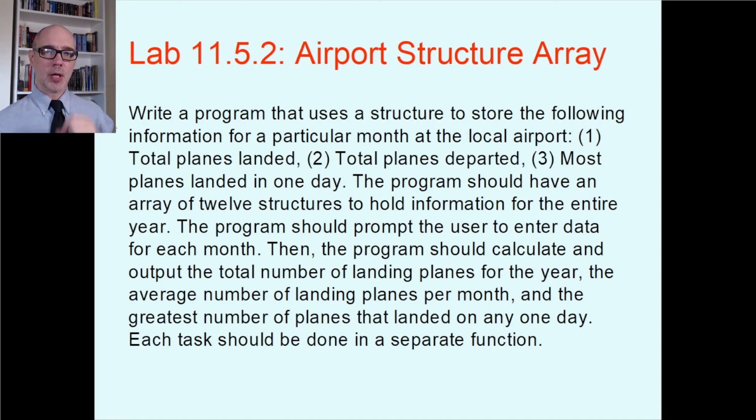So the structure has total planes landed in that month, total planes departed in that month, and the maximum planes landed in any one day in that month. Okay, so a structure with 3 things in there for 1 month's information about the airport. Now the program should declare an array with 12 of these structures, so an array of size 12 of the airport info structures to hold information for the entire year.